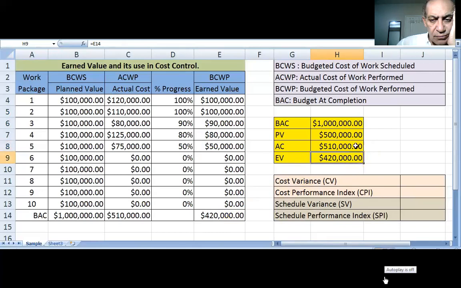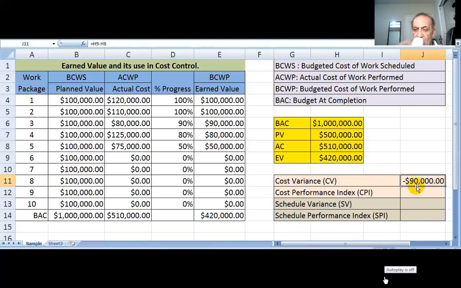Now we can come to a conclusion. We planned to spend 500,000, for which we're supposed to complete 5 work packages, but we spent 510,000. But what is the actual work we completed and how much is it worth? The worth of work you completed is 420,000. So what is the cost variance? You completed 420,000 dollars of work, minus, for that you spent 510,000. So you had spent 90,000 more than what you're supposed to spend.